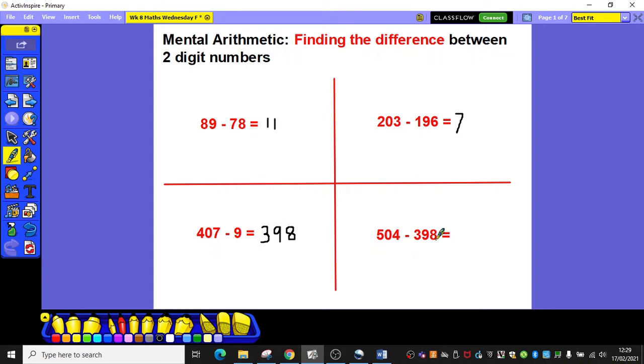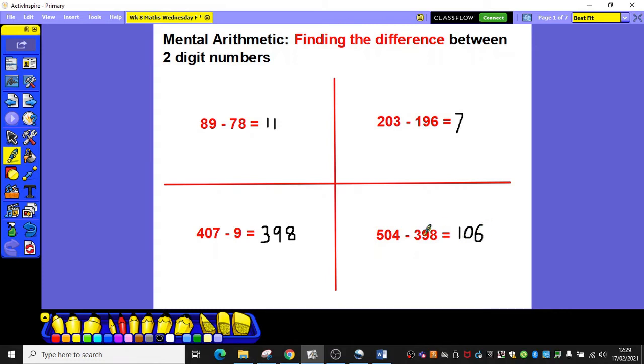If I add 2 to this number, I get to 400. Then if I add 100, I get to 500. Add 4 more, I've got to 504. Or if I add 2, I've got to 400. Add 104, I've got to 504. So the difference is going to be 106.